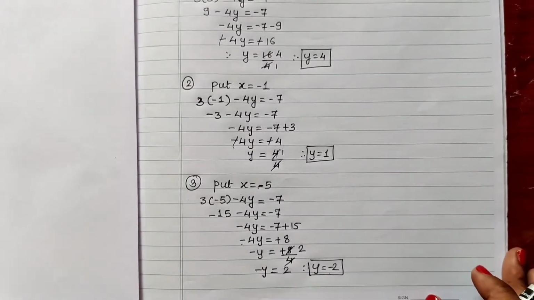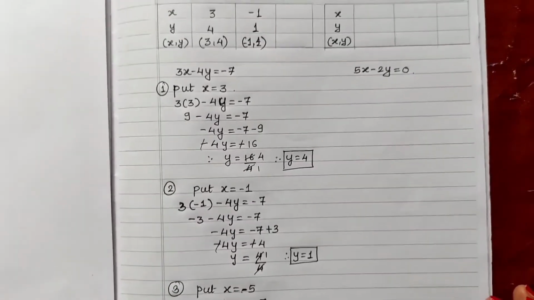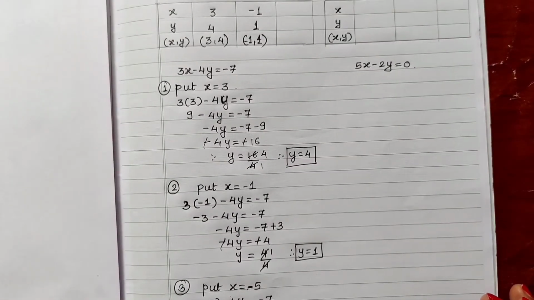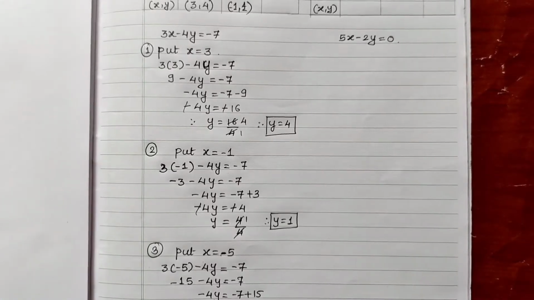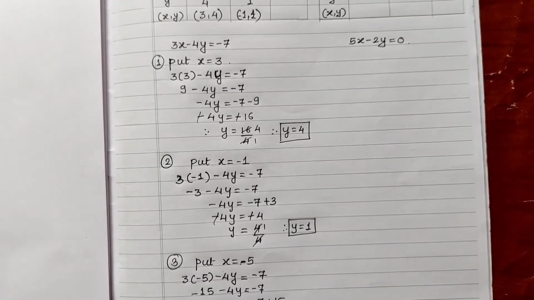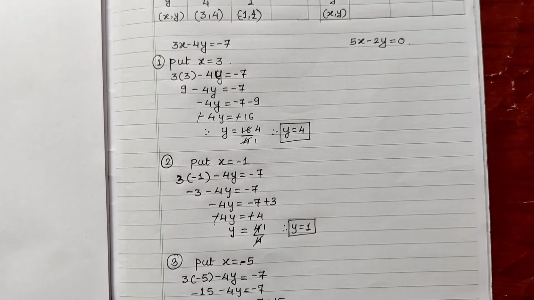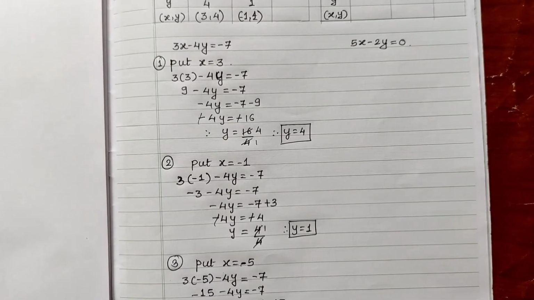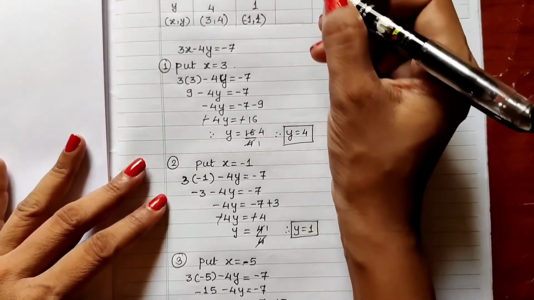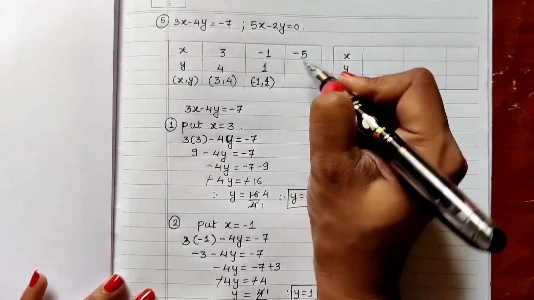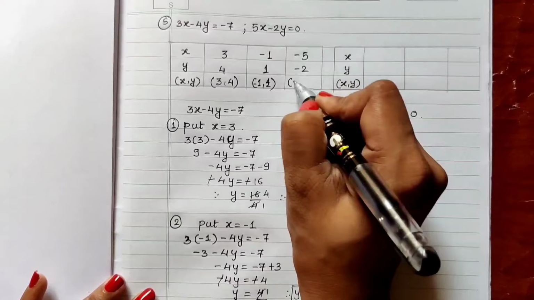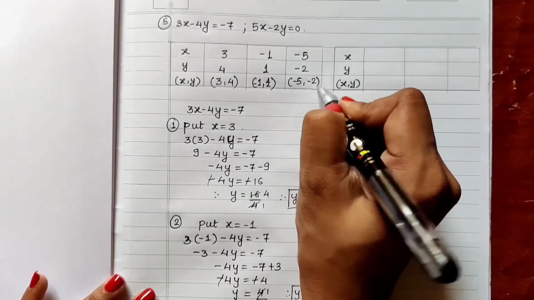In this way you have to take the values. You have to keep on substituting the values, and you have to check for which value of x we get y value proper. If you are getting decimal fraction, don't take that value of x. Okay, so for x is equal to minus 5, y we are getting minus 2. So here minus 5, minus 2.